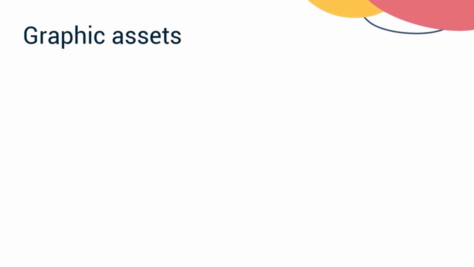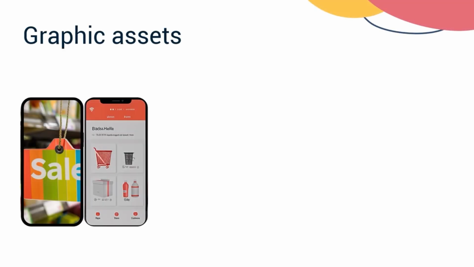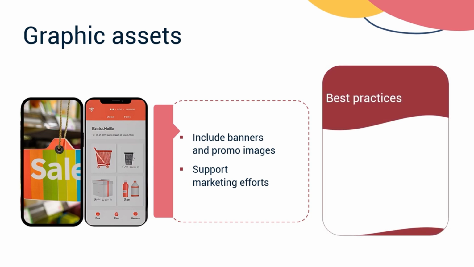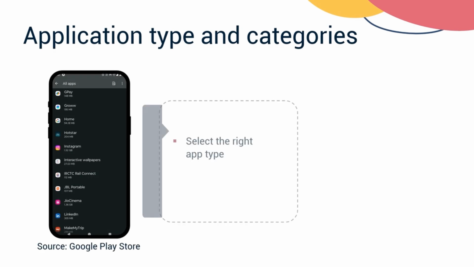Besides the app icon and screenshots, you may need other graphic assets, like banners and promotional images for marketing purposes. Some best practices include using high-resolution images to maintain professionalism and ensuring all graphics reflect your brand identity. When publishing an app, select an app type, such as a game or utility, and choose categories like health or finance. This helps users find your app more easily.